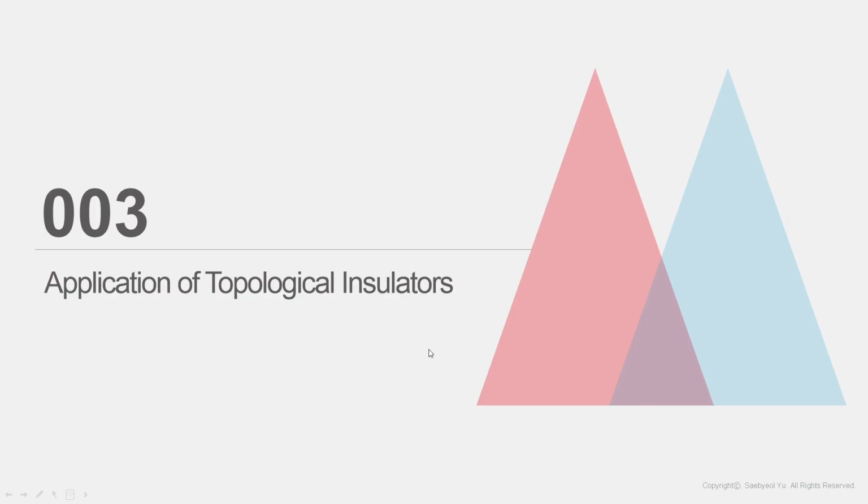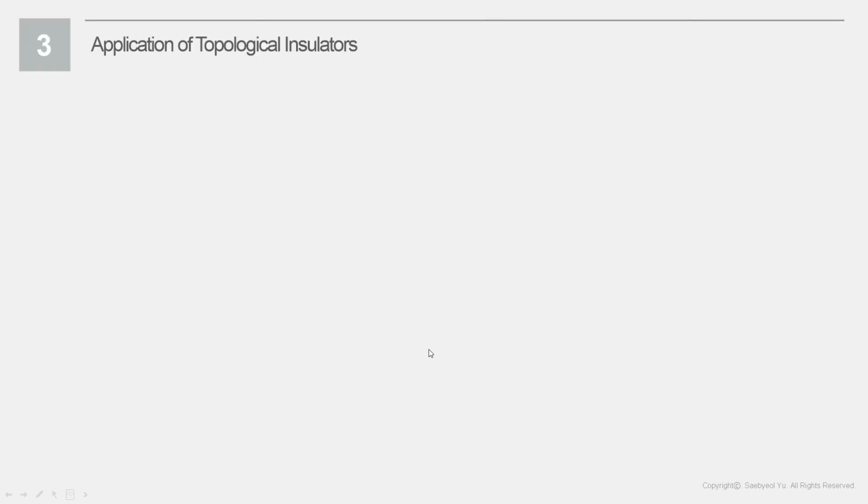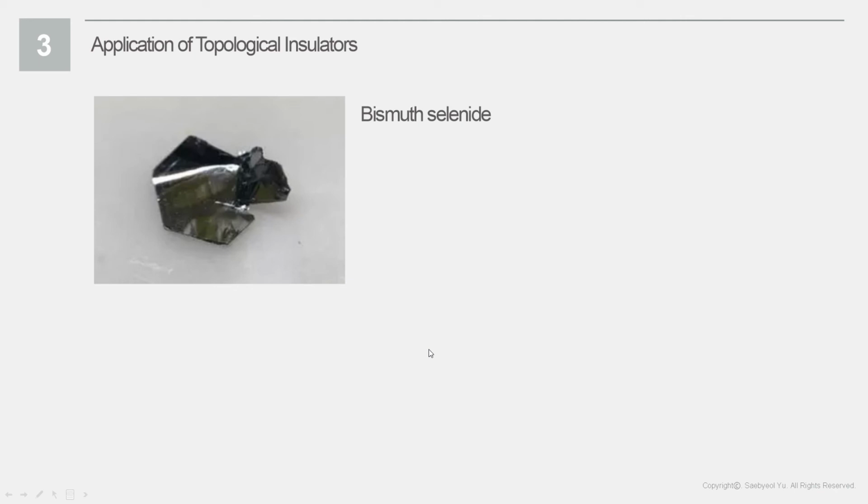Let's find out how to use the topological insulator. First, this material called bismuth selenide has the properties of the aforementioned topological insulator. This means that current flows only on the surface and the inside is a non-conductor or insulator. But when energy is applied, current can flow inside as well.